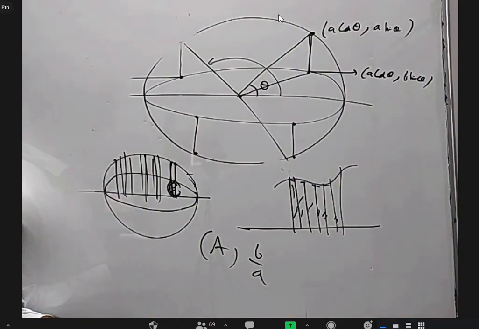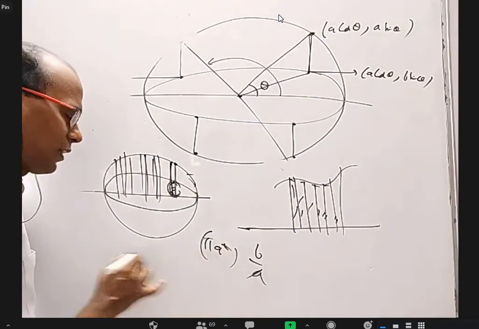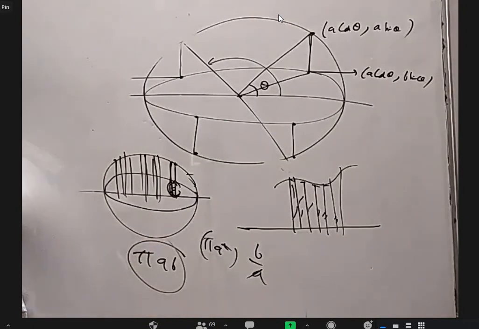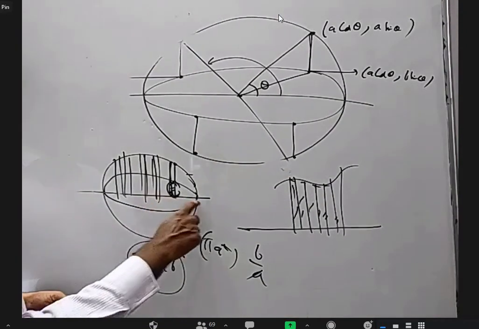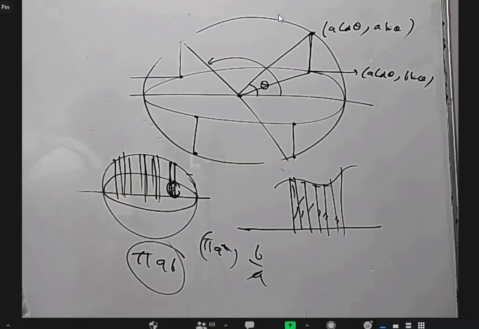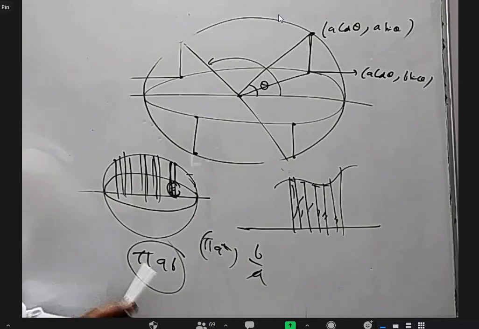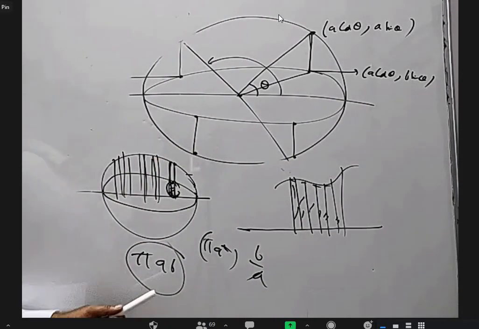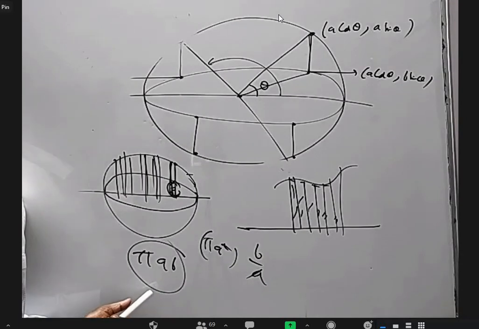Yes, sir. And what is the area of the circle? Pi a square. Cancel a and a, pi ab, which you are going to do in integration later on. The area of an ellipse with semi-major axis a and semi-minor axis b is pi ab. Very simple, this ratio. In fact, does anybody know this formula from before? Area of ellipse is pi ab.